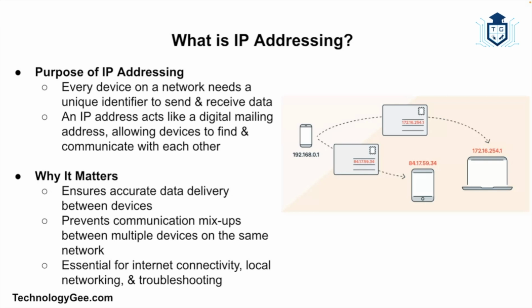Imagine that you're at a crowded coffee shop and you want to send a note to your friend. But unless you know exactly where they are sitting, you're not going to be able to send that note. That's basically what an IP address does for computers. It gives each one a unique seat or address so they can communicate. IP addressing is how we label each device in the network so it can send and receive data. You can think of it like a digital mailing address. There are two major versions that you need to know: IP version 4 and IP version 6.